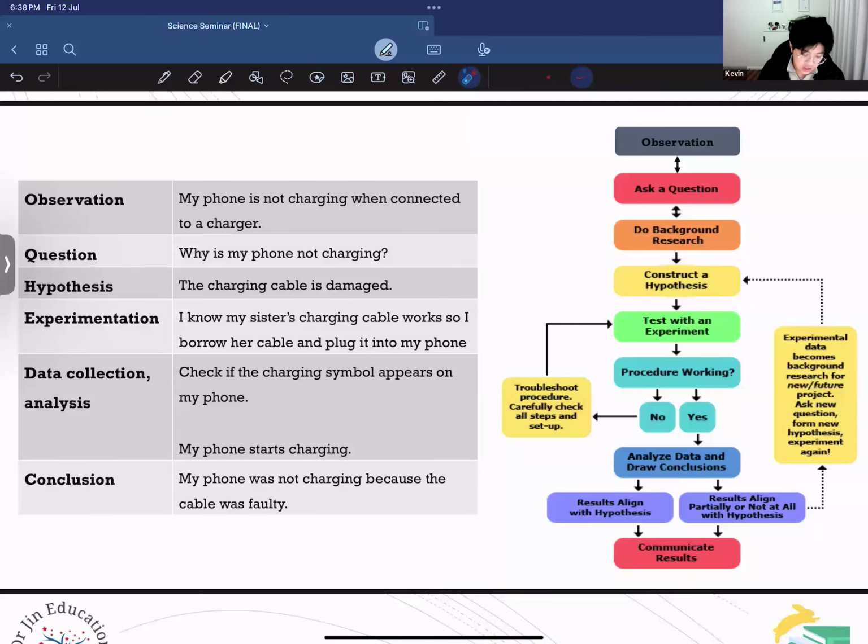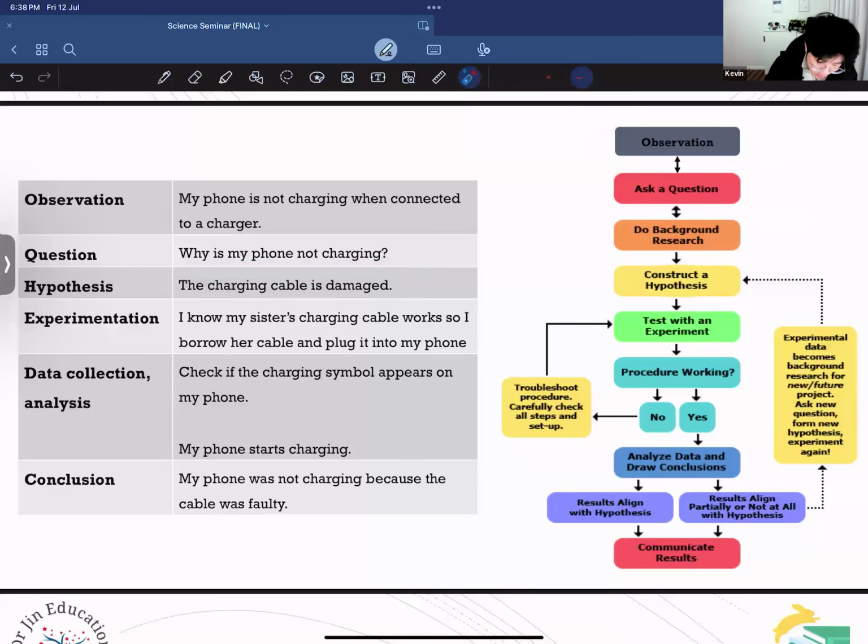So look, everyday scenario, observation. I plugged in my phone to the charger and it doesn't charge. So that's my observation. My phone is not charging. So the question that I'm going to ask myself now is, why is my phone not charging? Hopefully you guys can see that's the first two steps.